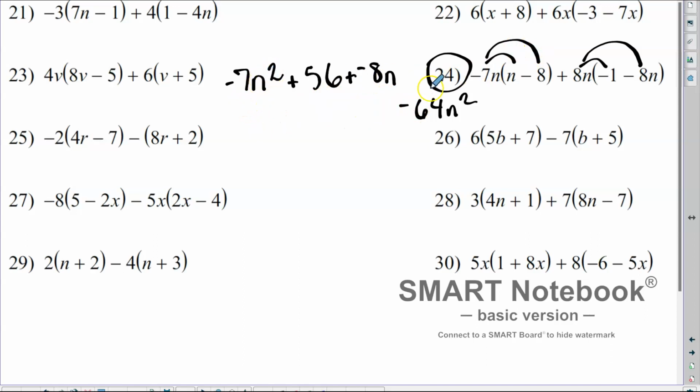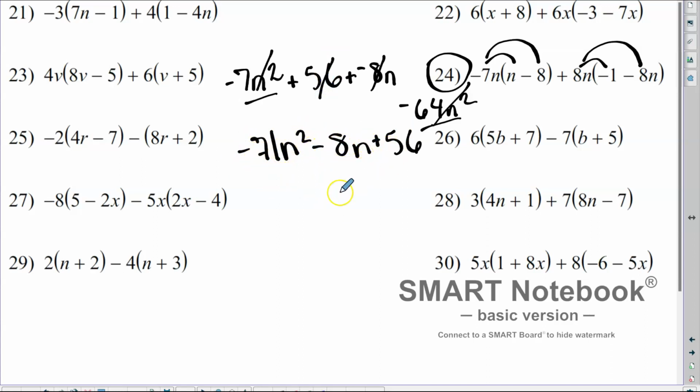So he's got an n squared and so does he. So let's combine those two. A minus 7 minus 64 becomes a minus 71n squared. Next in line is the n. And then the 56 doesn't have another term like him, so these guys get to stay the same. I've used them all, and that's my answer, okay? Negative 71n squared minus 8n plus 56.